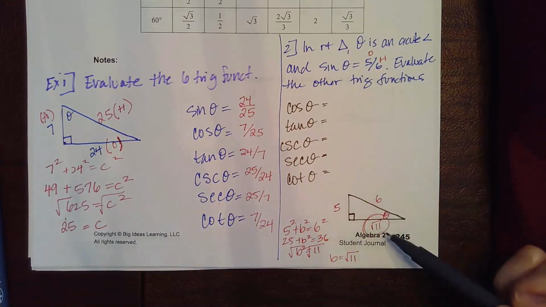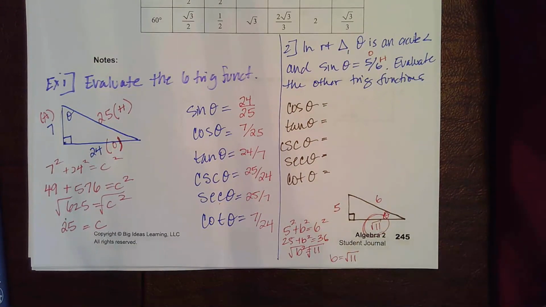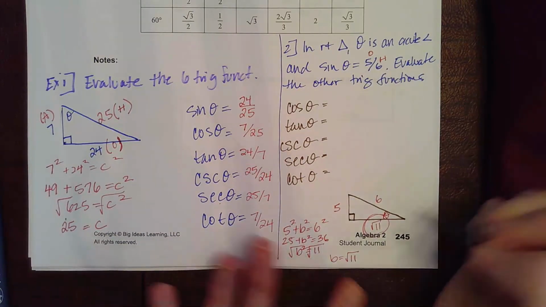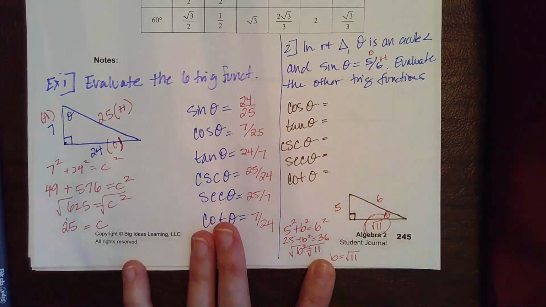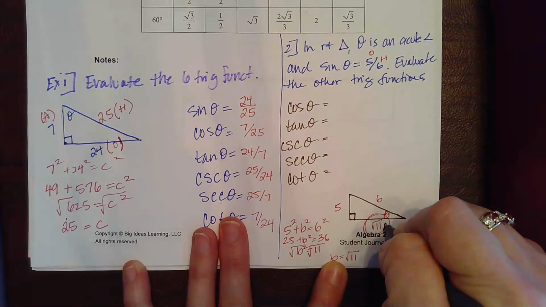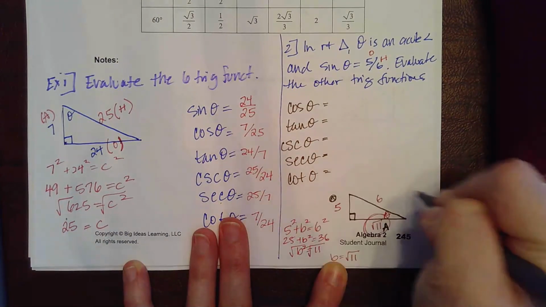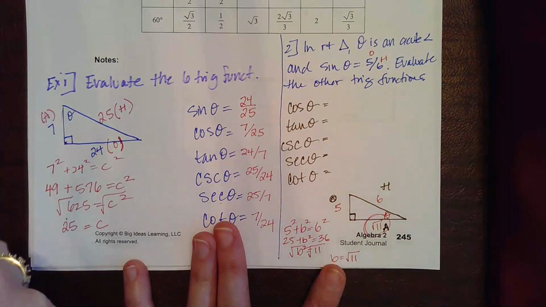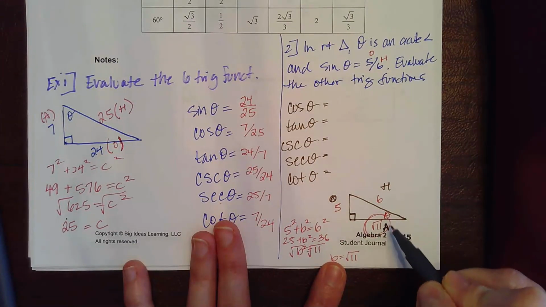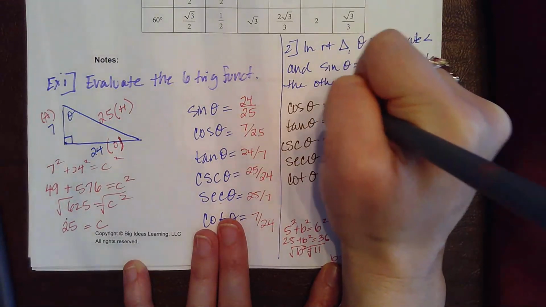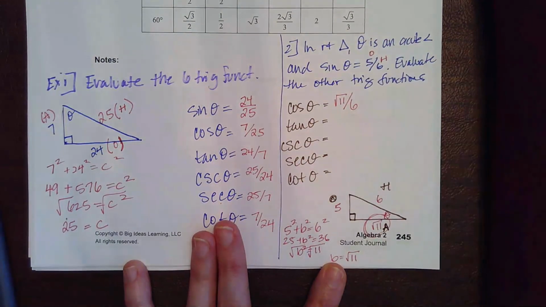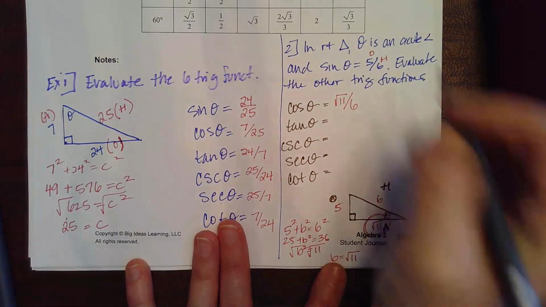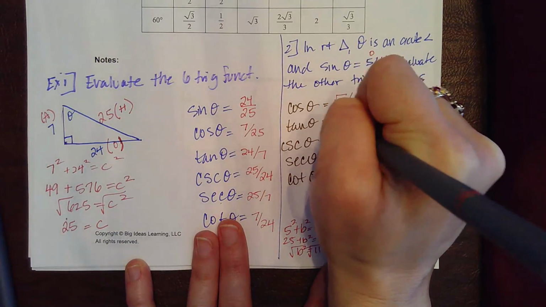Now that you've used Pythagorean theorem and figured out your third side, you can go ahead and do your ratios. So cosine, to this angle, this would be my adjacent side, this would be my opposite side, this would be my hypotenuse, again, in relationship to that angle. So cosine would be adjacent over hypotenuse, so root 11 over 6. Tangent would be opposite over adjacent, so 5 divided by root 11.